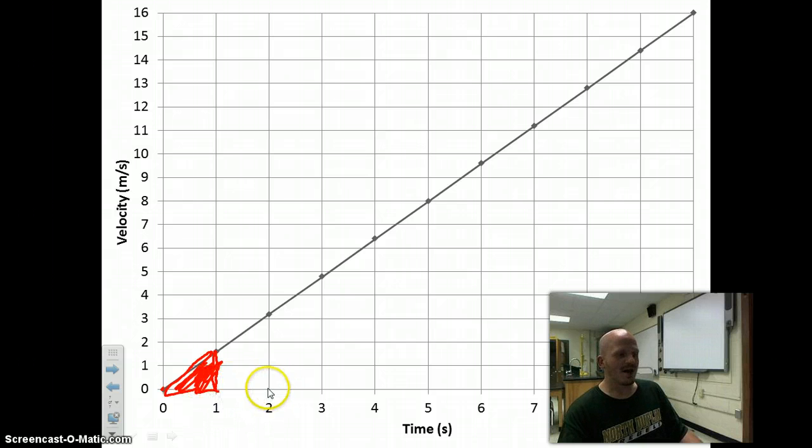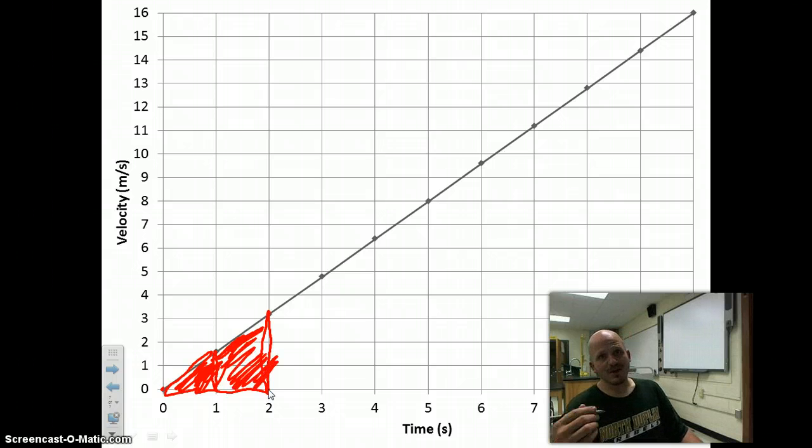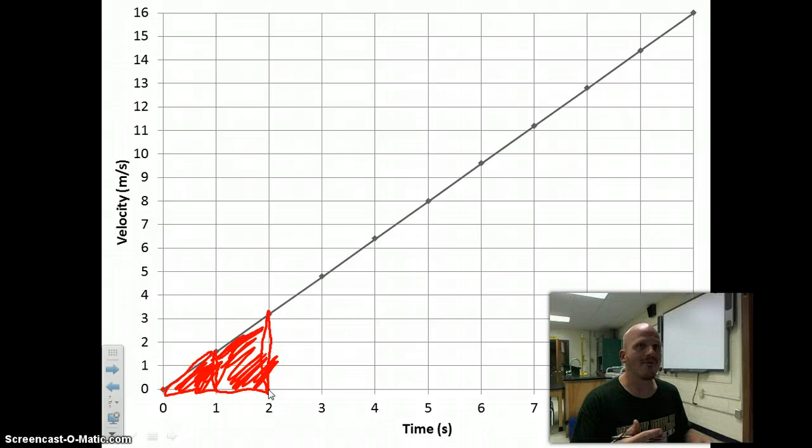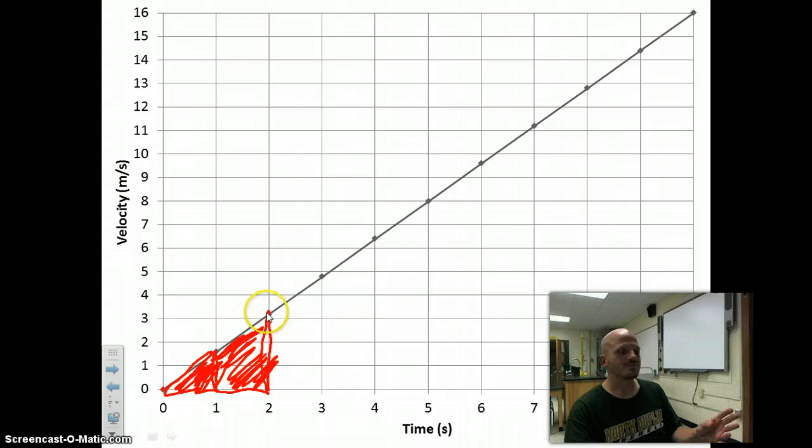Now, what if I want to know my position at 2? Well, if I'm going from 0 to 2, I look at this whole area. If I wanted to know my displacement from 0 seconds to 2 seconds, I would take 0, then come over here and see that's about 3.2, and then do 1/2 times 3.2 times 2, which would give me 3.2. So from 0 to 2 seconds, my displacement is 3.2 meters.